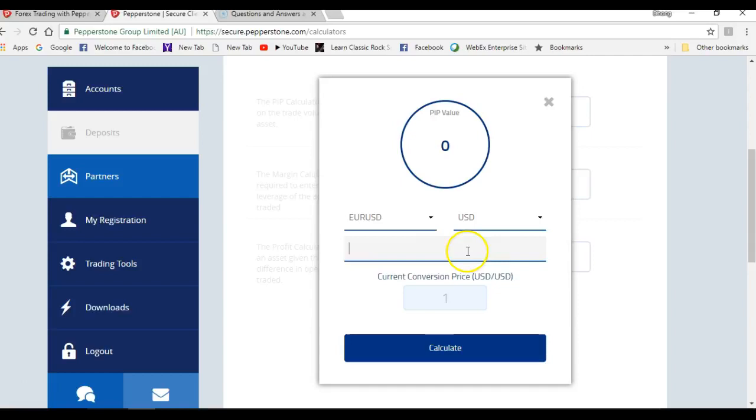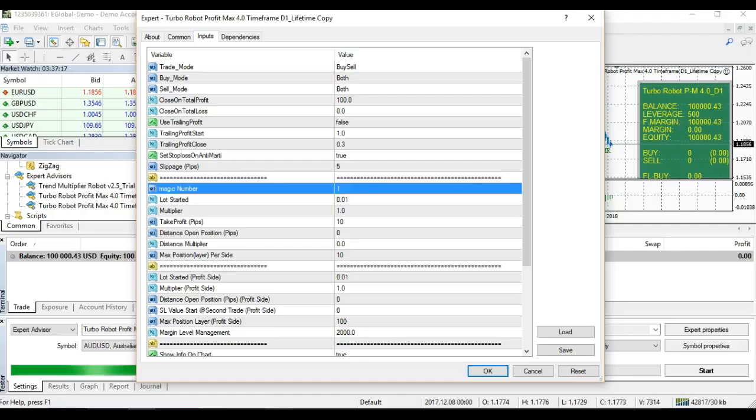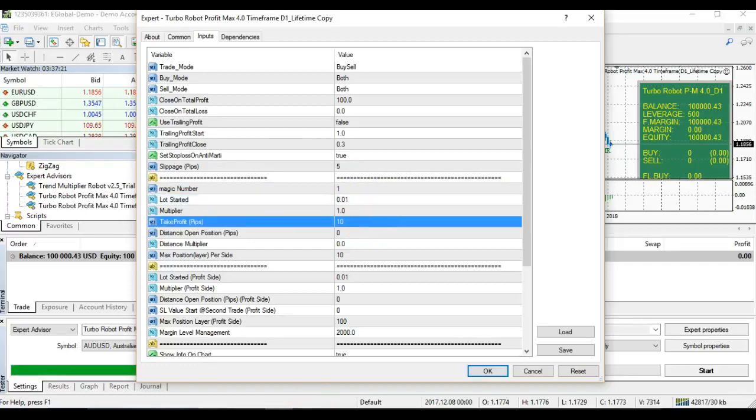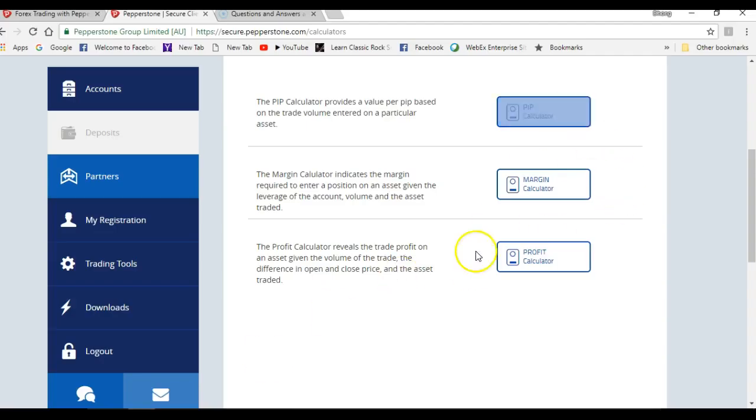Now, how much is your volume in lots? It will ask you for a volume in lots. I will say that 0.01 is my starting lot size. Remember that you have that over here. So 0.01, this is 0.01 here, so you can check where it is.